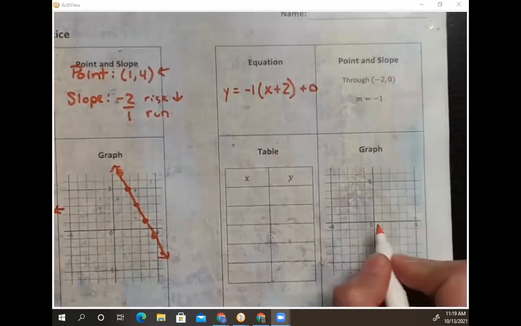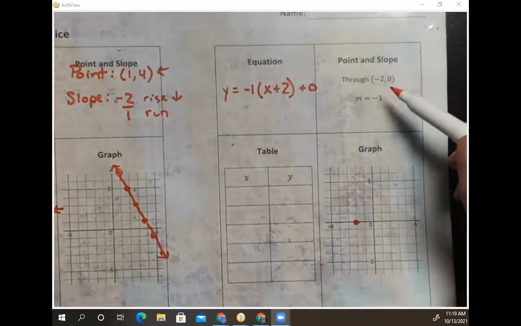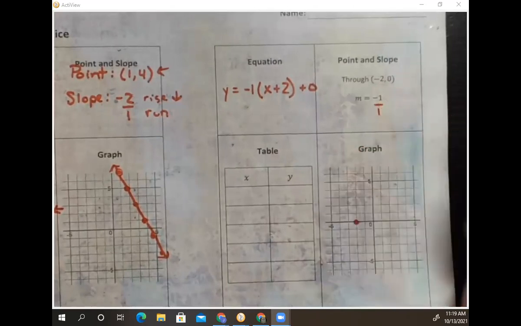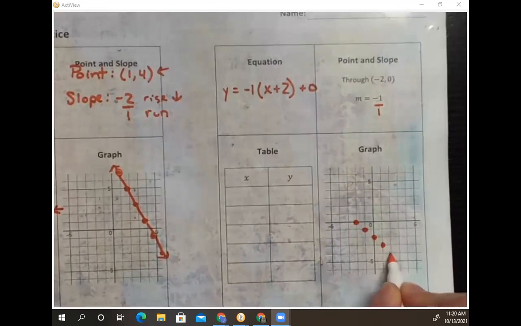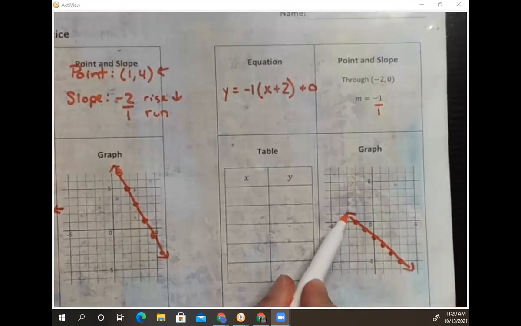So I've got a point. We're through the point -2, 0. That's right here. That's my x-intercept for this graph. And then my slope is -1. So I'm going to go down 1, forward 1. Down 1, forward 1, down 1, forward 1. There's my y-intercept. Down 1, forward 1. Remember, minimum of 3 points. And then connect your points and throw your arrows on the end.